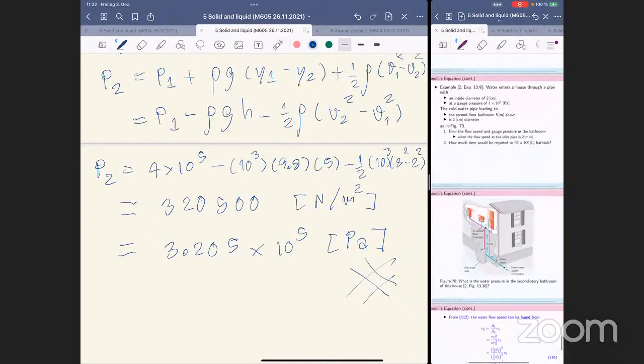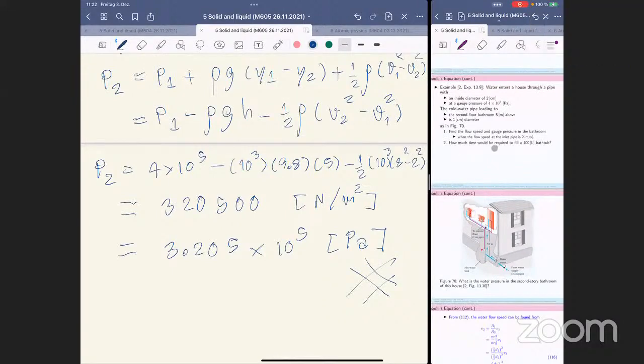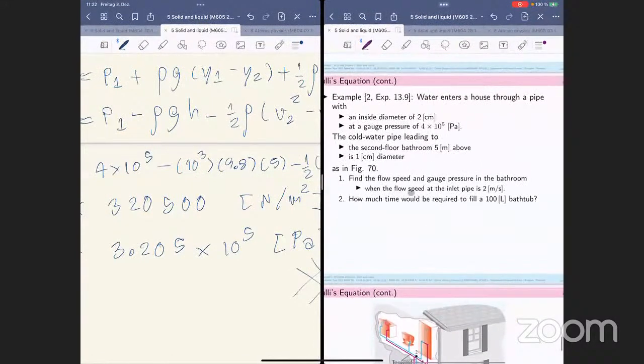All right. They want to know how much time would be required. Let's move to the bigger figure here. What time is it? We still have 6 minutes left. Okay, let's go ahead with it.